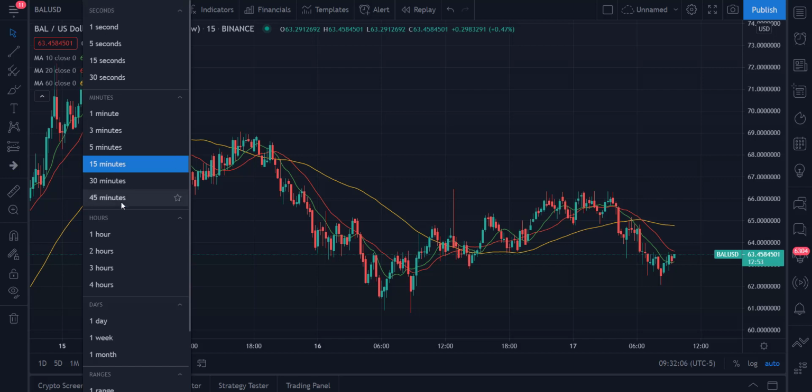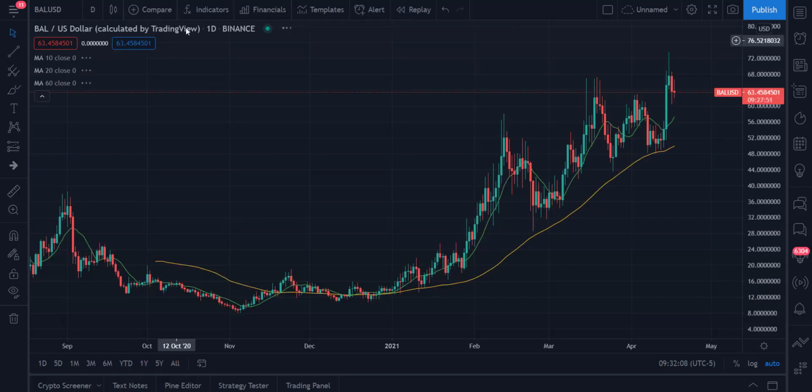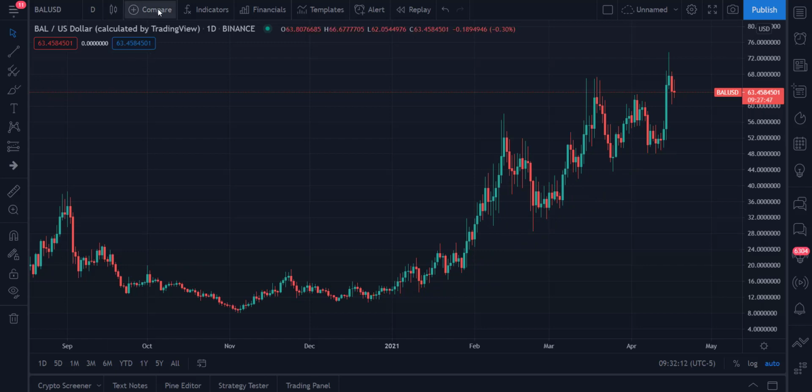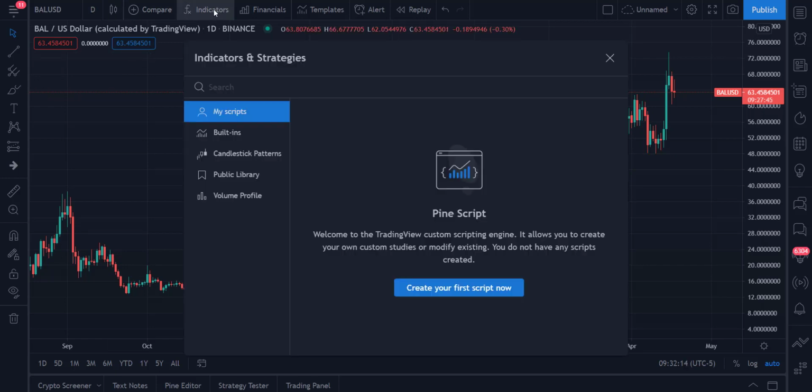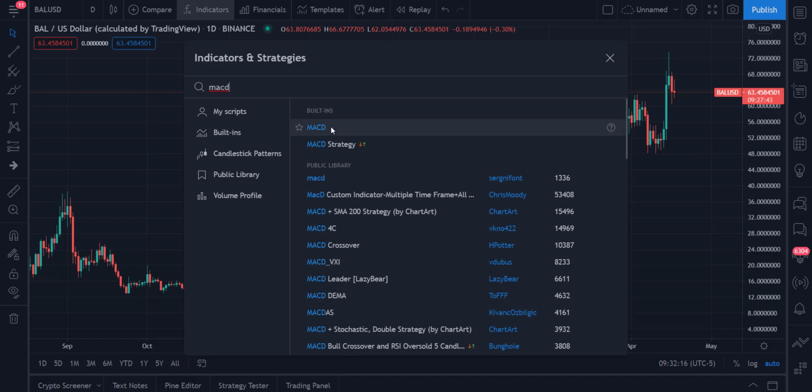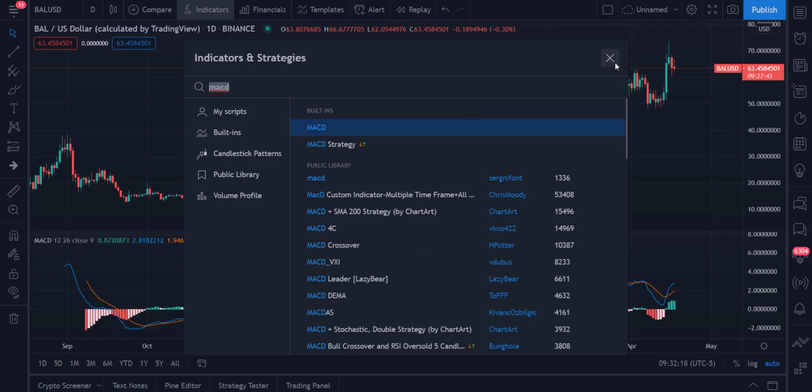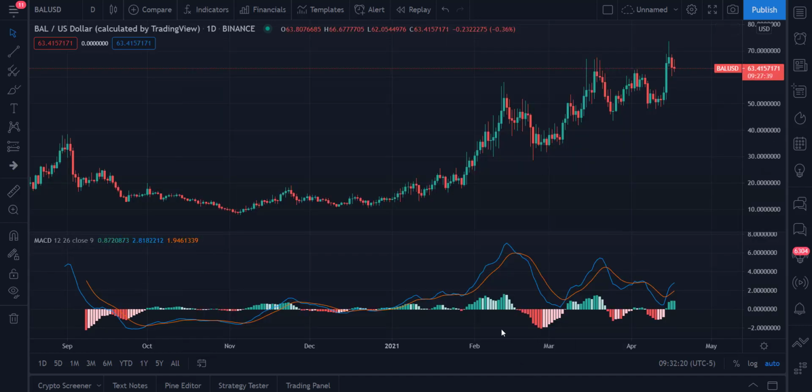Let's take a look now. We'll take this back to the 1 day and take a look at the MACD. I don't know if you guys use the MACD or not, but it's been one of my favorites for a long time because it really does a good job of showing where momentum is and possibly where it's going.